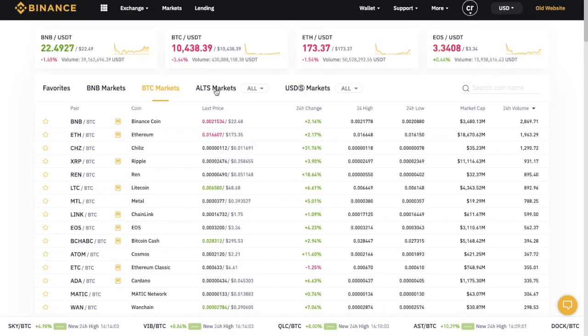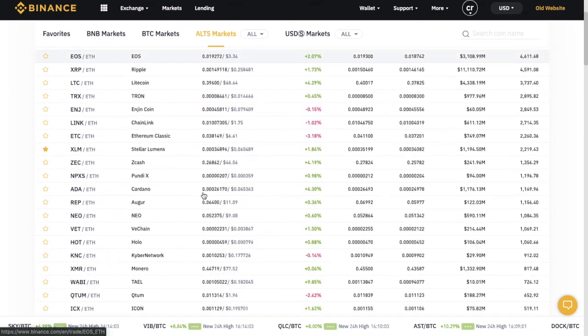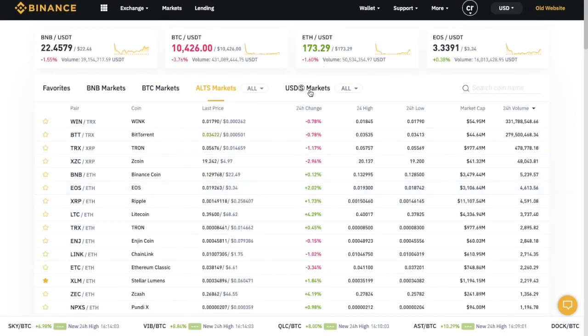You then have Alts market. Now these were previously known as Ethereum markets. They've now been renamed to Alts markets. So they're all the different types of altcoins that you can trade with. You then have your US dollar markets and you have BNB markets.